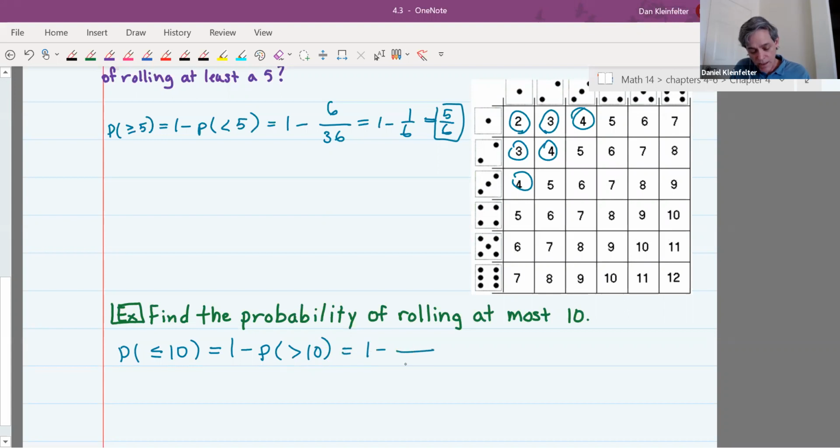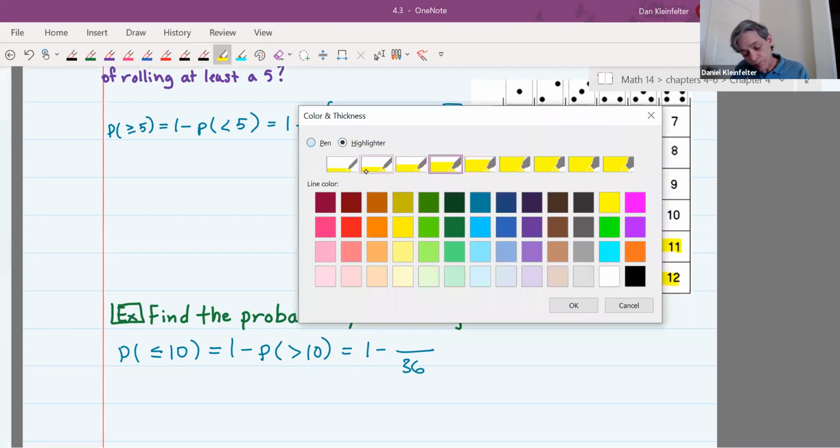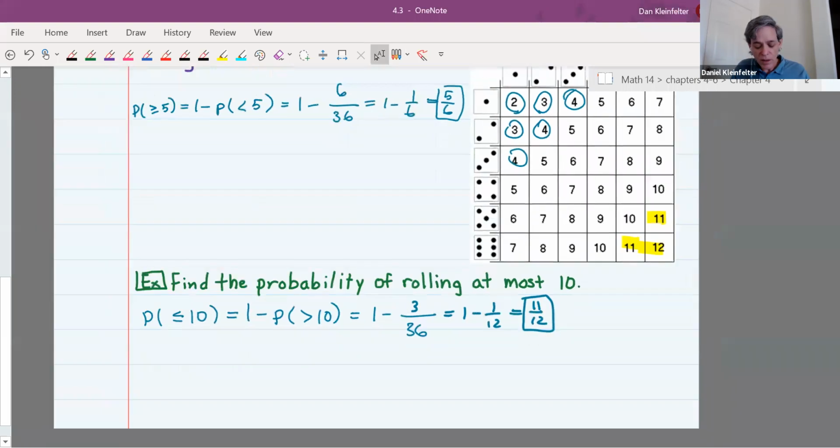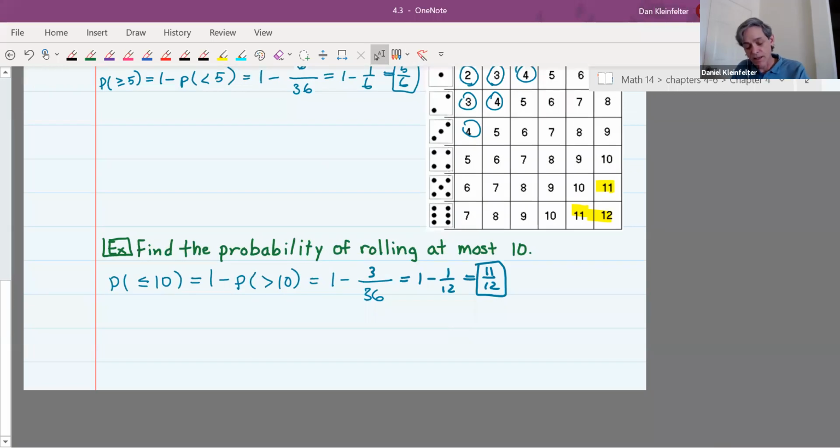So 1 minus, there are 36 possibilities, and then we'll have only 3 that are higher than 10. Okay, so that's 1 minus 3/36. That's 1 minus 1/12, or 11/12. So that's another example of the complements rule.